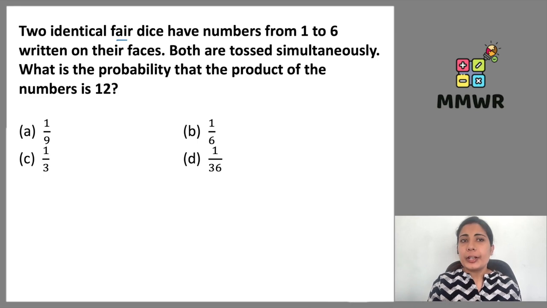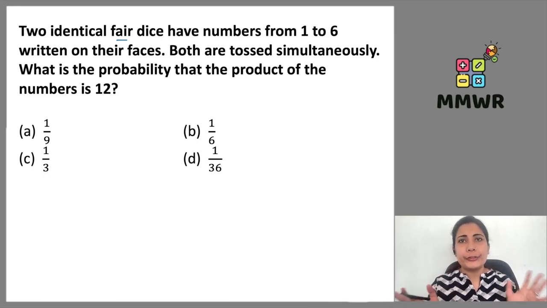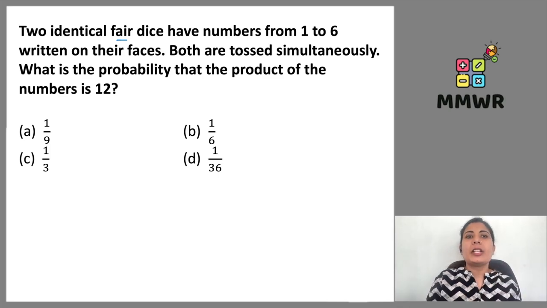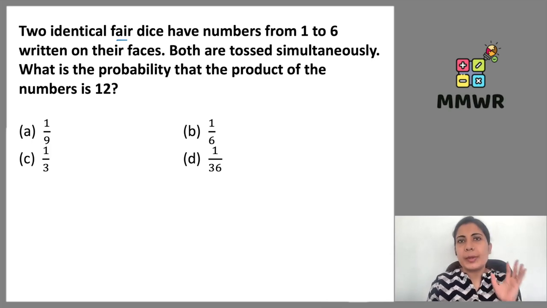Two identical fair dice. Identical, that means exactly copy of each other. So identical, fair dice have numbers. We know that dice पे number होता है 1 से लेकर 6 तक: 1 2 3 4 5 6. These 6 numbers are there. But here we are using 2 dice, so the sample space will have how many possible outcomes? 36 possible outcomes, written on their faces. So on each face, one number has been marked here. Both are tossed simultaneously. हमने दोनों डाइस को रोल किया, दोनों डाइस को टॉस किया. What is the probability that the product of the numbers is 12?